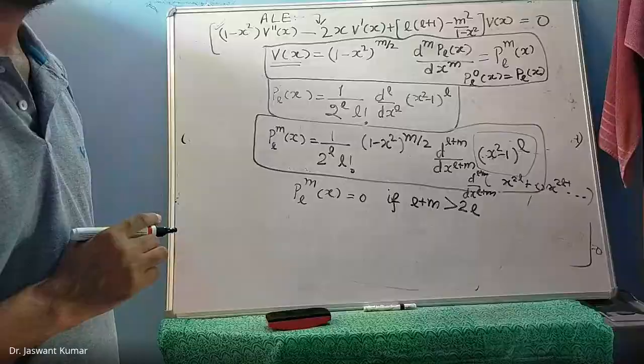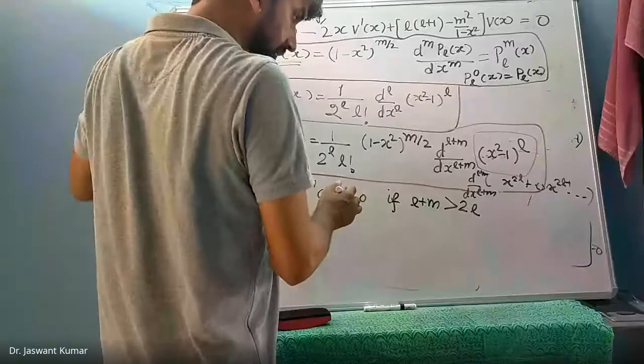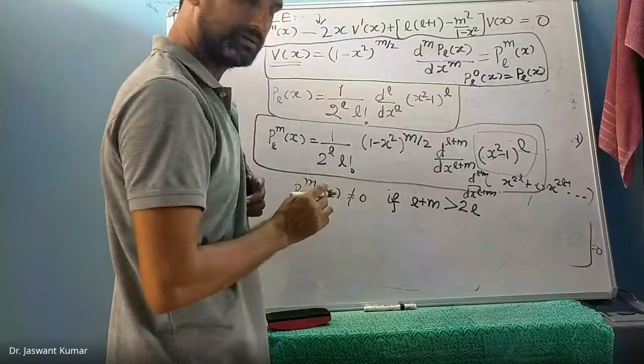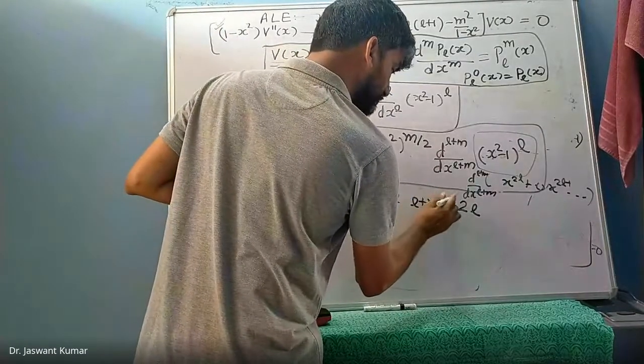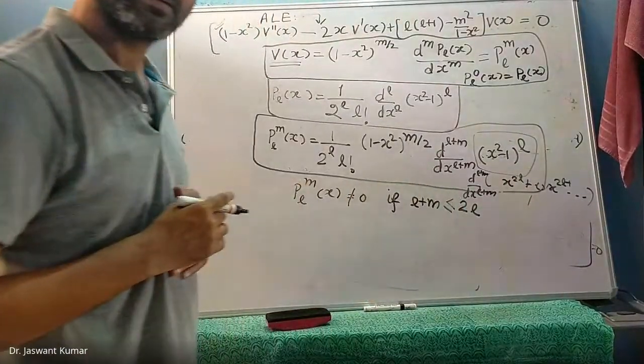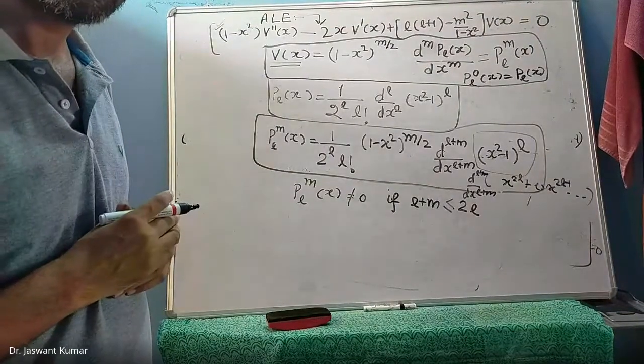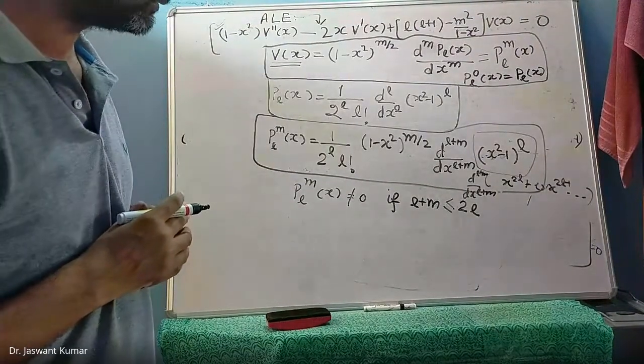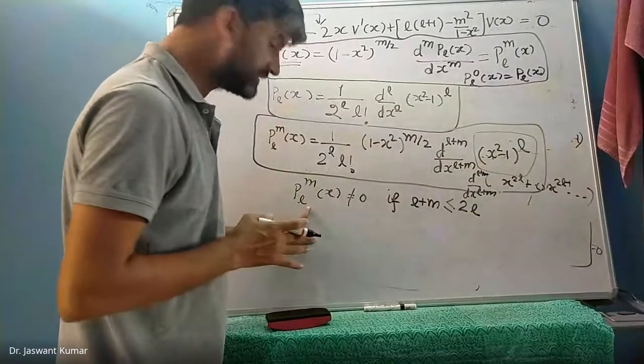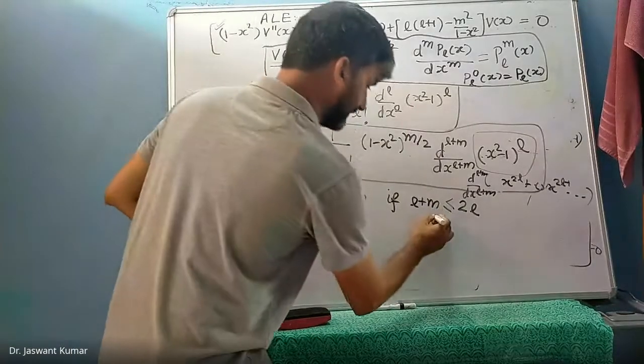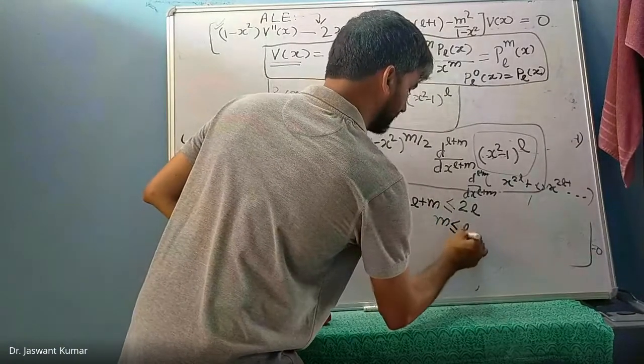Exactly. Or this is non-zero. If this has to be non-zero, then L plus M has to be less than or equal to 2L. So one of the conditions for a non-zero value of P_L^M is that M must be less than or equal to L.